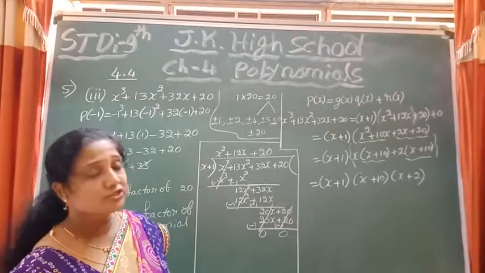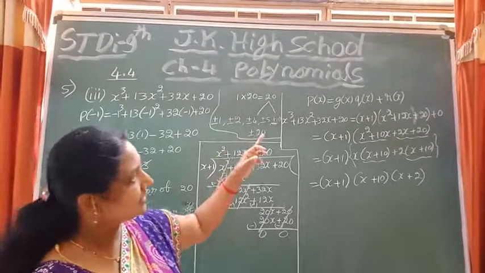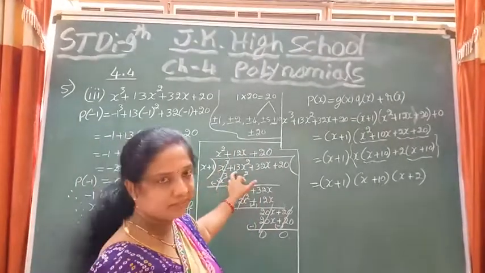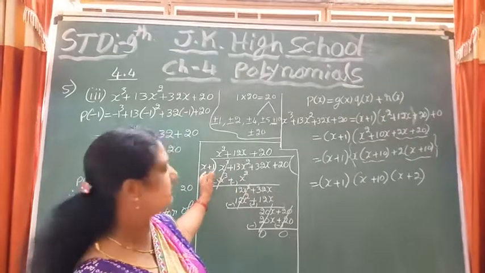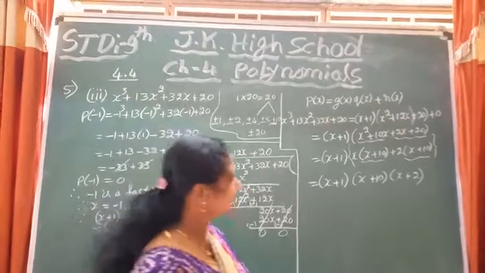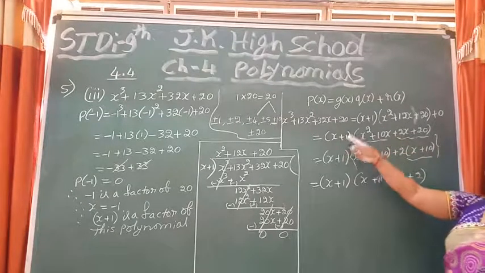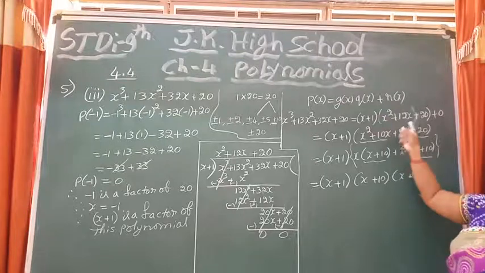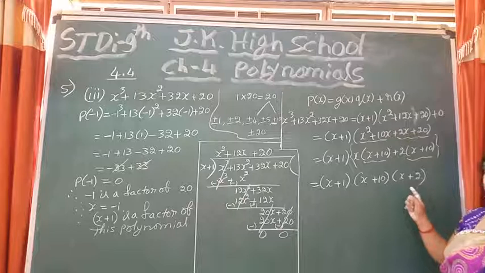So according to the division algorithm, I can write p of x is equal to g of x into q of x plus r of x. Substitute the values. P of x means the given polynomial, g of x means this one, x plus 1, q of x means the quotient, and r of x anyway is 0. One of the factors we already got, that x plus 1 is a factor of this polynomial, and the quotient we got in the form of a quadratic polynomial. By the splitting method you can factorize, and you get 3 factors for the cubic polynomial.